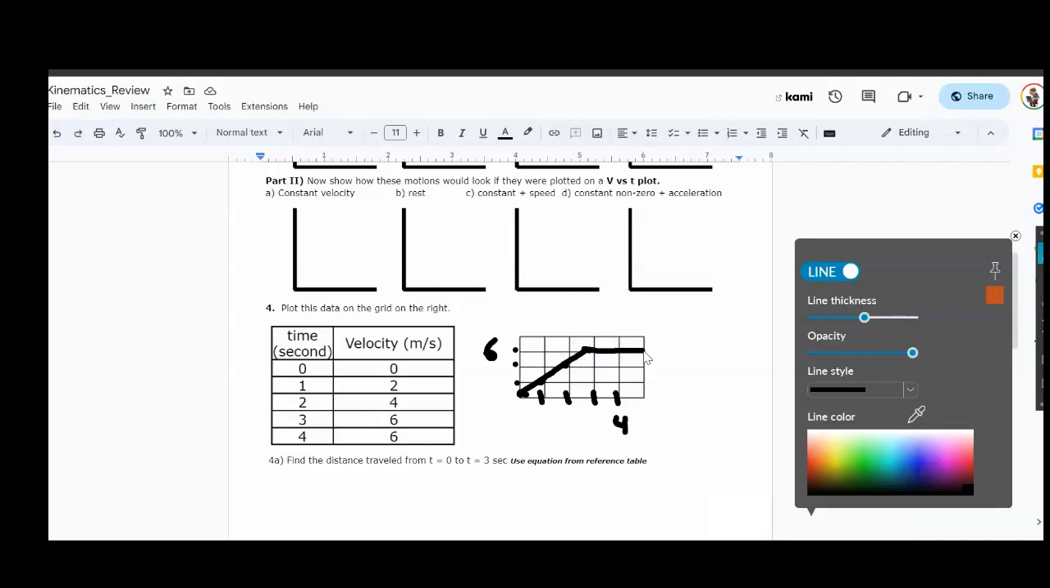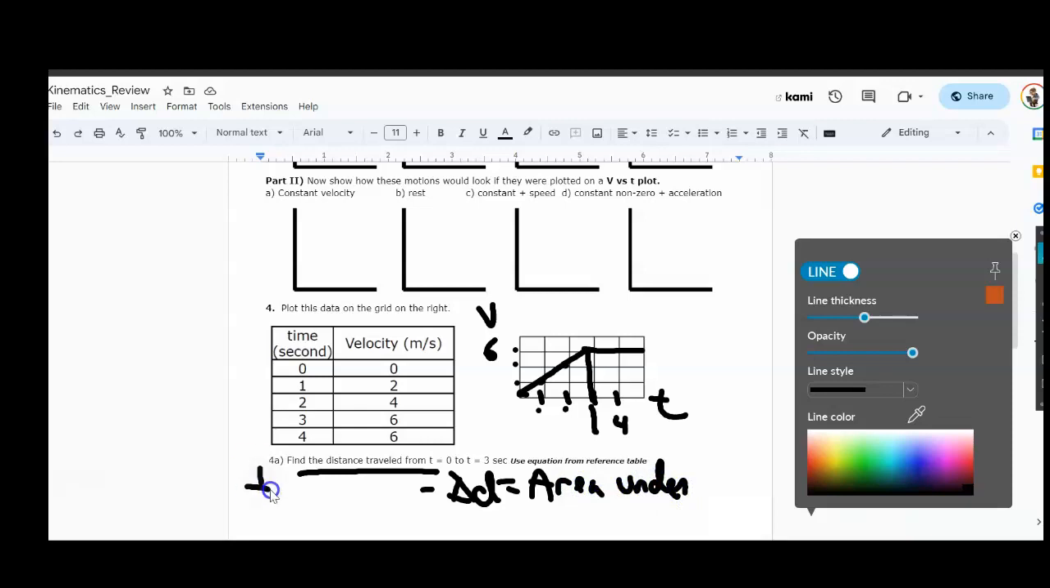But the next question is, what is the distance traveled from 0 to 3? 1, 2, 3, right here. See that triangle there? Whenever you have a v versus t, you might look at the plot and say, well, there's just v and t. How do I get d from v and t? Well, you have a vt plot. What you do is write this down. Delta d equals the area underneath, area under. And I have the area of the triangle.